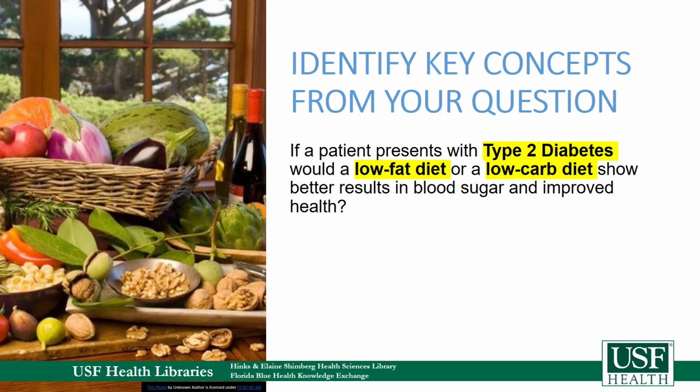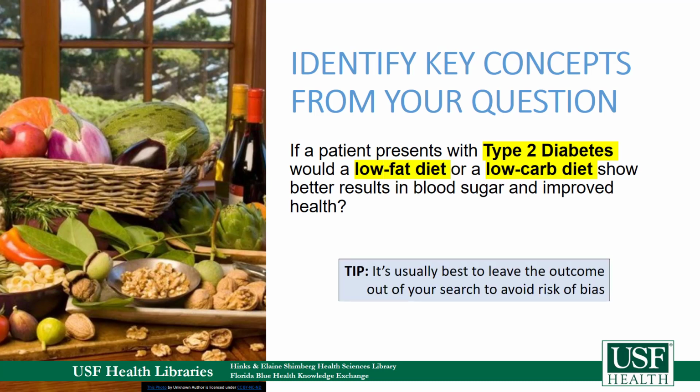We have our problem, which is type 2 diabetes, our intervention, which is a low-fat diet, and the comparison of a low-carb diet. We do also have the outcome of lowered blood sugar and improved health. However, since the likelihood that most research on these two topics will be looking for a positive outcome of improvement, we don't need to include that in our search. And if we were, we would run the risk of missing possible negative reactions that could cause a bias in our research, which we want to avoid.